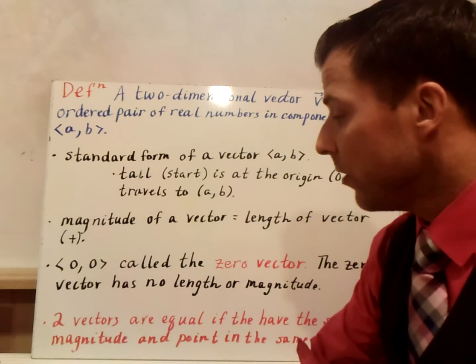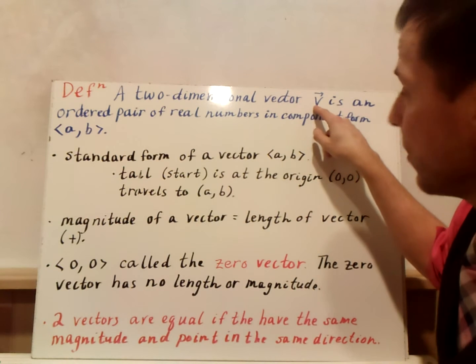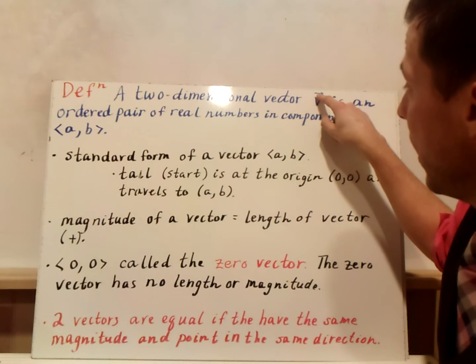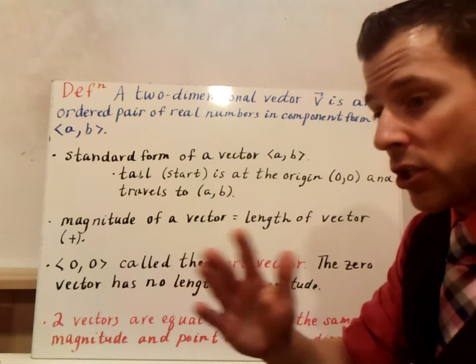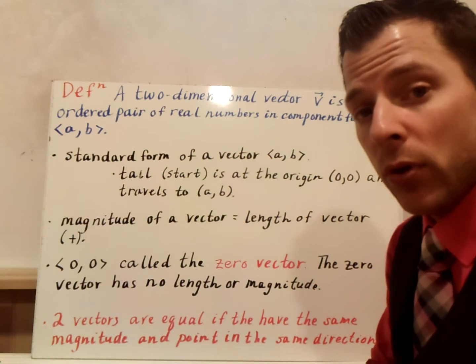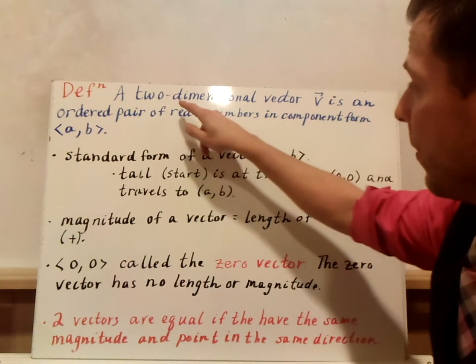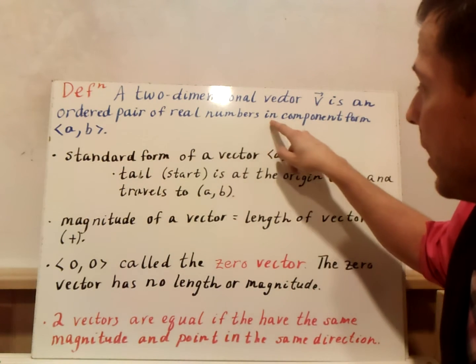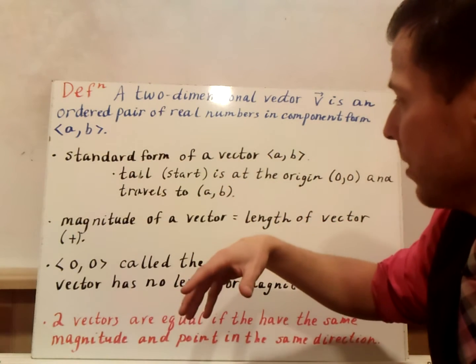Several definitions we're going to be looking at. A two-dimensional vector V. We denote vectors with a lowercase letter and an arrow, like a ray. In a textbook, it's going to look bold. It's just going to say u, v. The variable is going to be bold. That's how most textbooks handle the way a vector looks. A two-dimensional vector V is an ordered pair of real numbers in component form AB. We'll talk about component form.